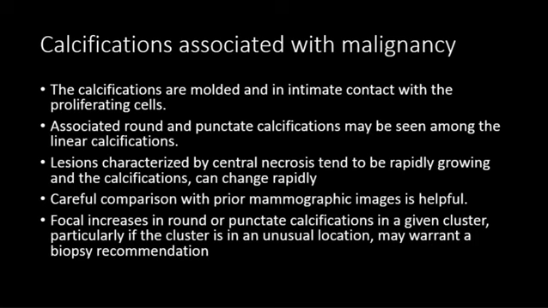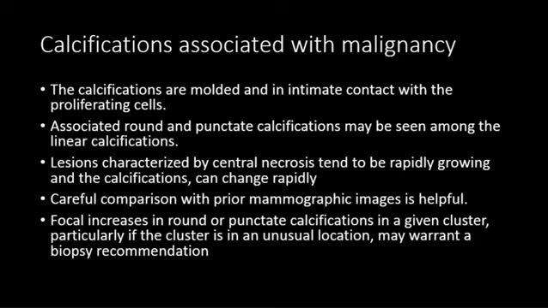These calcifications are molded in intimate contact with the proliferating cells because it's composed of layers. The necrotic layer usually calcifies, and then the proliferating cells come, so they are in contact with each other. Sometimes associated round and punctate calcification may be seen among the linear calcification. So you might see benign calcification in addition to the suspicious calcifications.